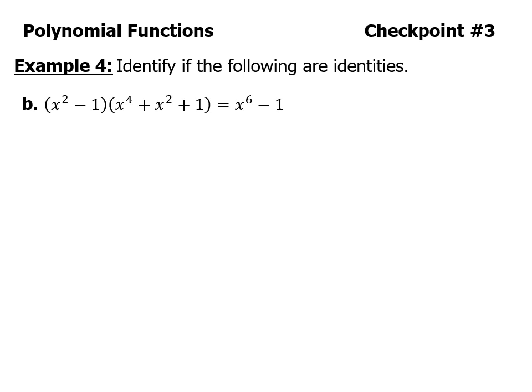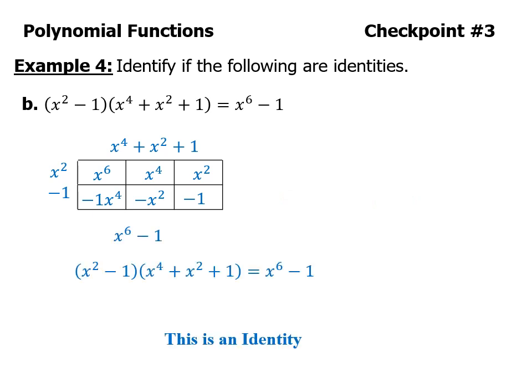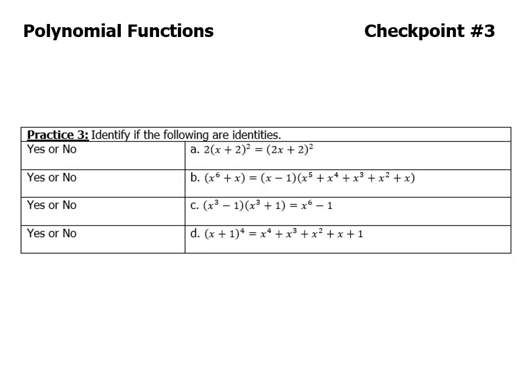Next one, x squared minus 1 times x to the fourth plus x squared plus 1. So I need to multiply that left-hand side out. So I put x squared minus 1 down the front and x to the fourth plus x squared plus 1 across the top. We get x to the sixth plus, and then we'll have an x to the fourth and then x squared for the top row. And then negative 1x to the fourth, negative x squared, and negative 1. I've got an x to the sixth, the x to the fourth and x to the fourth cancel, the x squared and the x squared cancel, so we are left with just x to the sixth minus 1. And so the left side does equal the right side. This is an identity.